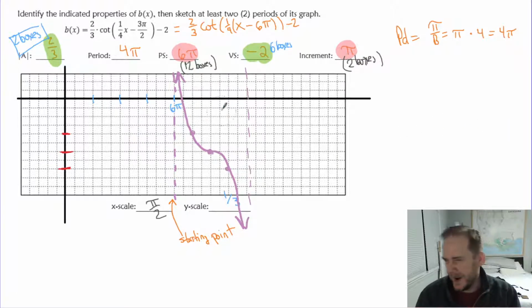So we want to keep graphing. So we said our increment is 2 boxes at a time. Yeah, so we're here. We'll go 2 boxes over, and we should get another point that's below the midline. Then in 2 boxes, one that's on the midline. Then in 2 boxes, one that's above. Then in 2 boxes, another asymptote.